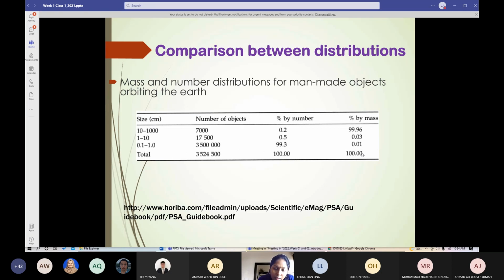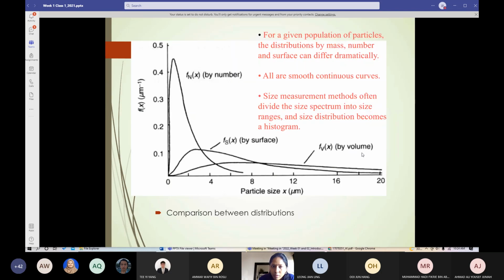That is when we decide whether we want it by mass, number, volume, surface area, or surface to volume ratio. For a given population of particles, the distribution by mass, number and surface can differ dramatically. All are smooth continuous curves, but size measurement methods often divide the size spectrum into size ranges, and the size distribution becomes a histogram. So you get different output for different products.